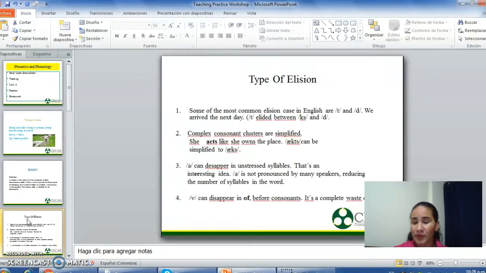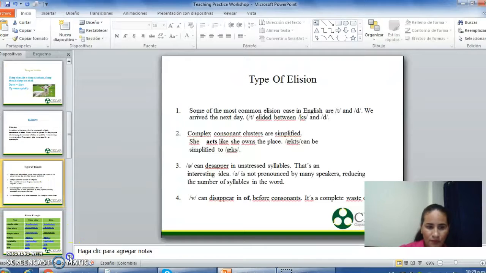Four: V can disappear in "of" before a consonant. Example: it's a complete waste of time. It's a complete waste of time. Continue.